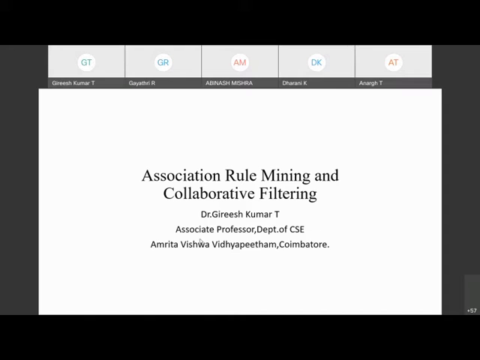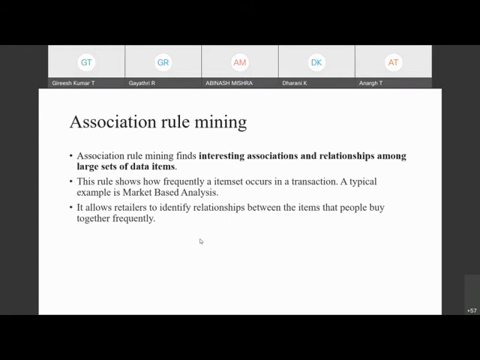So first we have to discuss what is association rule mining and what are the applications of association rule mining. It's a very small and simple topic. What is the meaning of association rule mining? Why is this topic important? Association rule mining finds interesting associations and relationships among large sets of data. These rules show how frequently an item set occurs in a transaction. A typical example is market-based analysis. It allows retailers to identify relationships between the items that people buy together frequently.